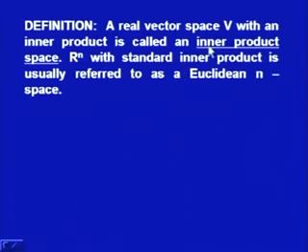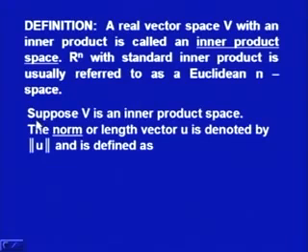Now, we define inner product space. So, we say a real vector space V with an inner product is called an inner product space. So, to define an inner product space, what we need is to define an inner product on a real vector space. Normally, R n with the standard inner product is called Euclidean n space.